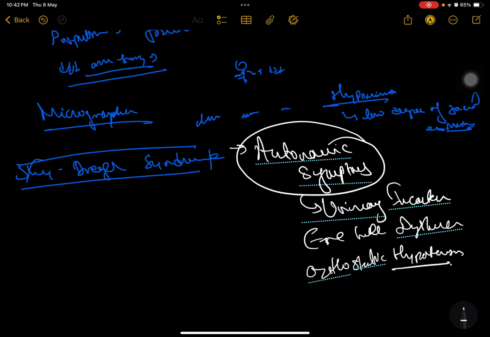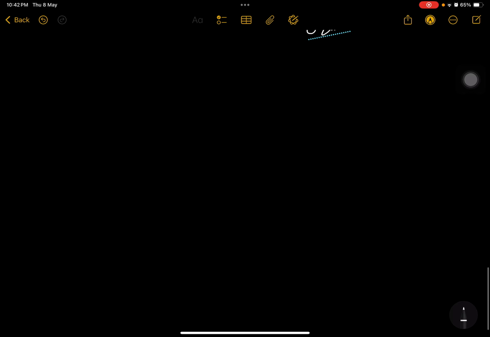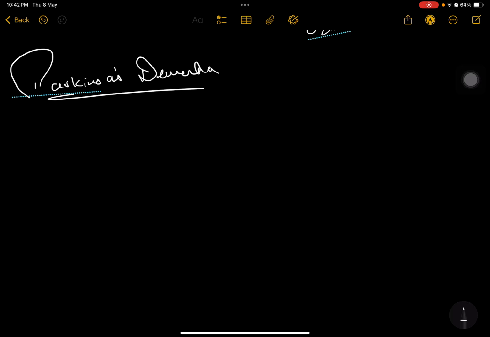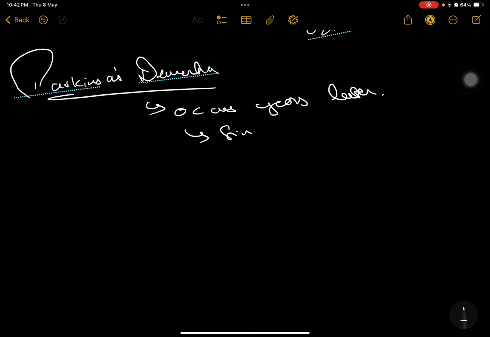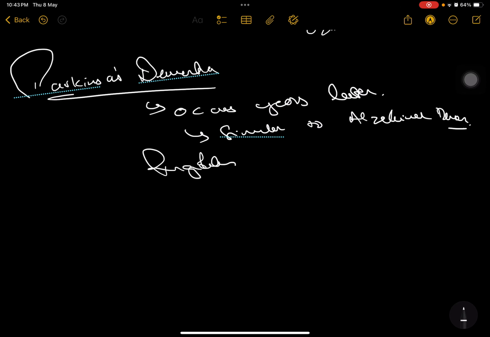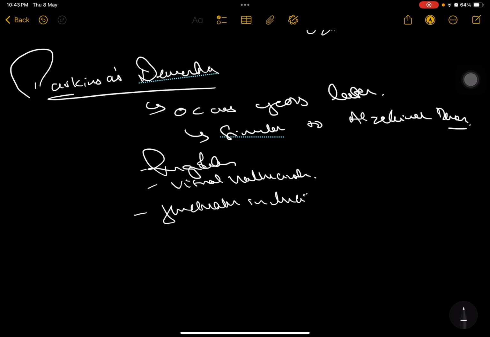Okay, next is Parkinson's dementia. So what is Parkinson's dementia? It occurs years later, similar to Alzheimer's dementia. There is rigidity, there is visual hallucination, and there is fluctuation in lucidity. So it is very difficult to manage.